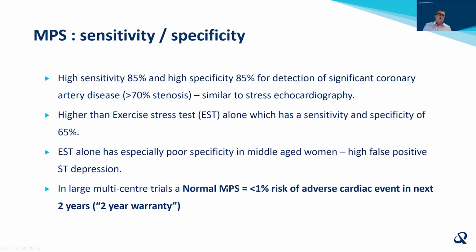So a little bit about the sensitivity of MPS compared to other modalities. It actually has quite high sensitivity of 85% and a specificity of 85% for the detection of severe stenotic disease, that's greater than 70%. So that's similar to stress echocardiography. It's higher than exercise test, EST, alone, which has a sensitivity and specificity of around 65%. Now, EST alone has especially poor specificity in middle-aged women who have a high false positive rate of ST depression.